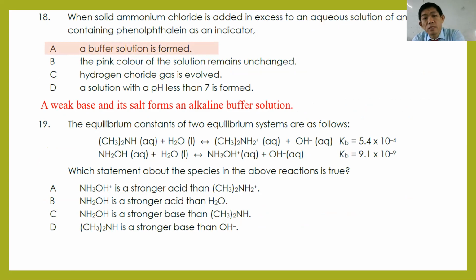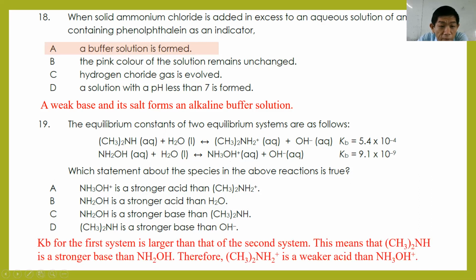Then number 19, the equilibrium constants for two equilibrium systems are as follows. You have dimethylamine (CH3)2NH plus H2O gives (CH3)2NH2 plus plus OH minus. You get a Kb equal to 5.4 times 10 power negative 4. And then you have another expression NH2OH plus H2O gives NH3OH plus plus OH minus. So which statement about the species in the reactions is true here? So Kb for the first system is greater than the second system. So this means (CH3)2NH is a stronger base compared to NH2OH. Therefore, in terms of the conjugate acid, (CH3)2NH2 plus is a weaker acid than NH3OH plus. So that is for number 19.